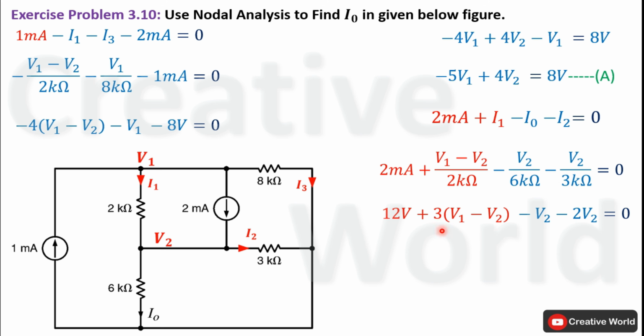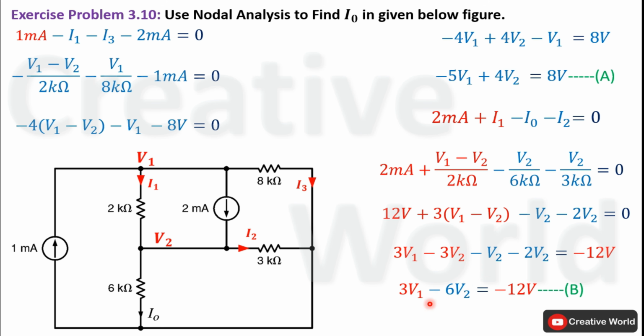Now open these brackets and place this constant value on the other hand side of equal. The equation will become 3V1 minus 3V2 minus V2 minus 2V2 equal to minus 12 volt. Add values having same variables together. It will become 3V1 minus 6V2 equal to minus 12 volt. We cannot further solve this equation, so leave it for now and label it as equation B. It is the second node voltage equation of this network.